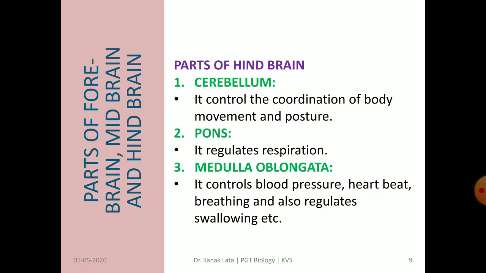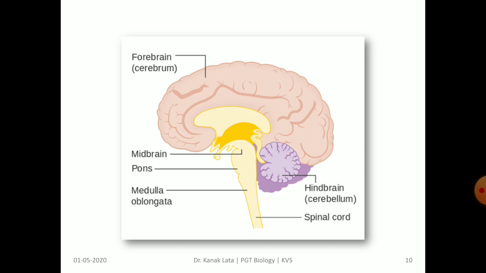Let us see about the parts of hindbrain. It is divided into three parts: cerebellum, pons and medulla oblongata. Cerebellum helps in controlling the posture and movement of body. Pons regulates respiration, whereas medulla oblongata controls blood pressure, heartbeat, breathing and also regulates swallowing. This figure indicates the location of forebrain, midbrain and hindbrain.